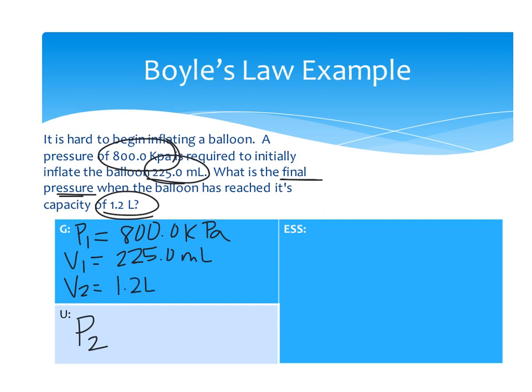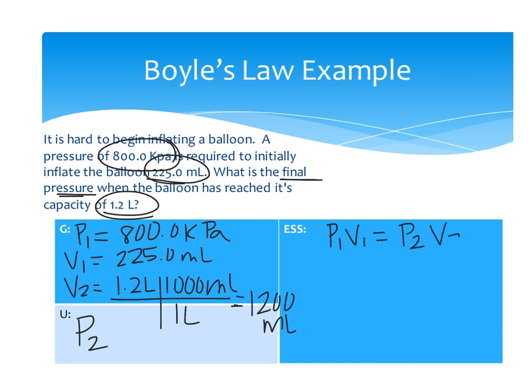Well, hopefully you can see that this causes problems because the units of my volume are not canceling. So I do need to convert one or the other. So I'm going to go ahead and change 1.2 liters to 1,200 milliliters. All right, so this is dealing with pressure and volume, so it is a Boyle's problem. So I'll write down my formula, P1V1 equals P2V2. I'll go ahead and plug in my units.